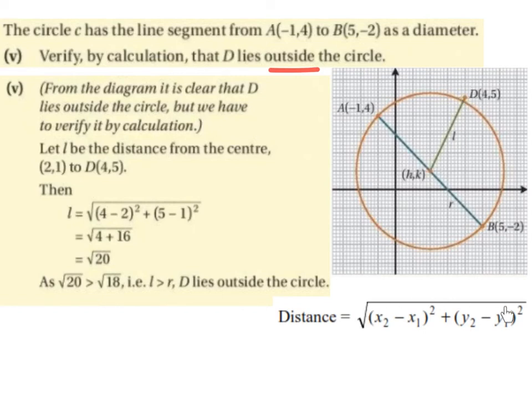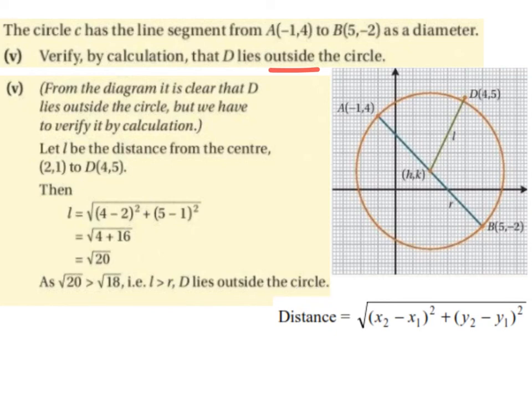So we're going to use the distance formula, the square root of (x2 - x1) squared plus (y2 - y1) squared. And we label our 2 points as (x1, y1) and (x2, y2). We substitute into the formula, we get the square root of (4 - 2) squared plus (5 - 1) squared, which gives us root 20. As root 20 is greater than root 18, i.e. the line is greater than the radius, D must lie outside the circle.